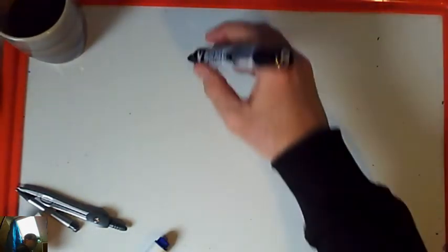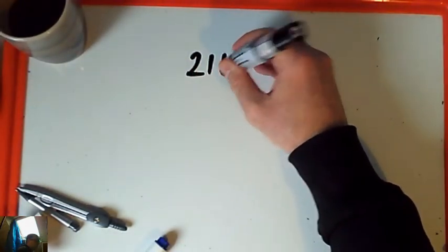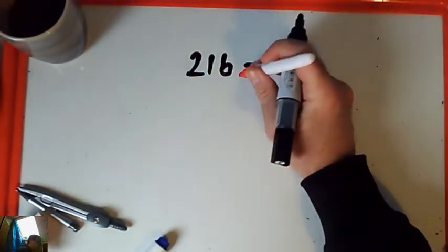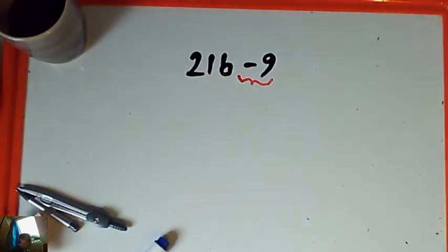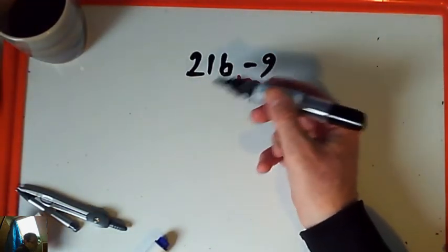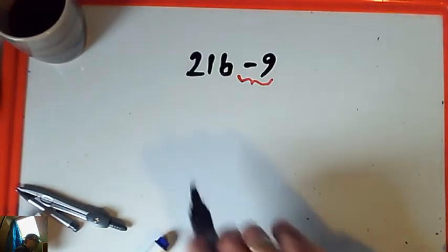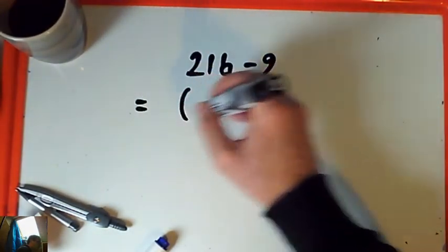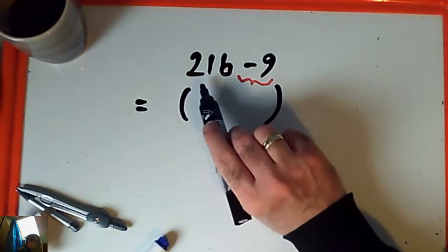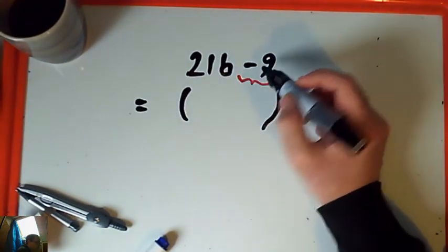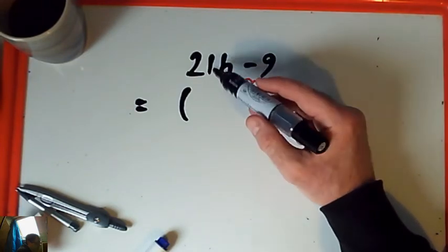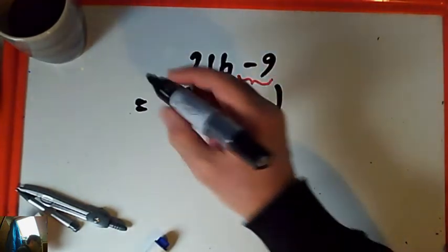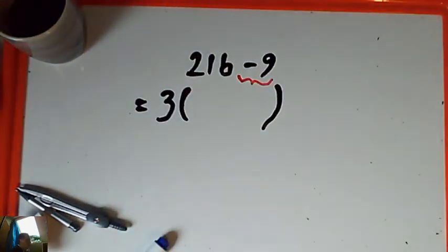So the next one says 21b minus 9. Now whenever we see a minus, we need to remember that it belongs to the thing that follows. So that minus is nothing to do with the 21b that goes before. It belongs completely with the 9. And I'm asking myself the question, what can I divide both of those things by? Well, 9 can be divided by 9, but you can't divide 21 by 9. 9 can be divided by 3, so can 21. So the biggest thing that they can both be divided by is 3.